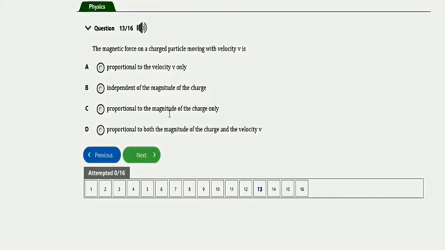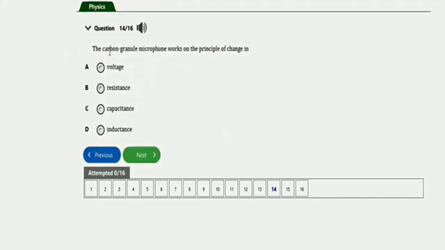Next repeated question will be this one. It says the carbon granule microphone works on the principle of change in, we have voltage, resistance, capacitance, inductance. The right option is option B, which is change in resistance.